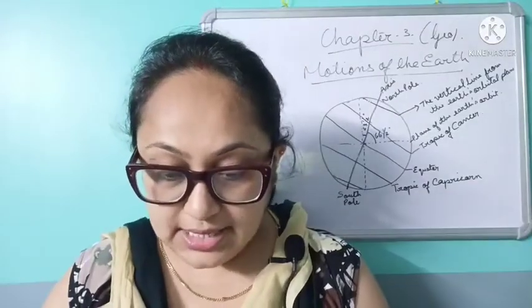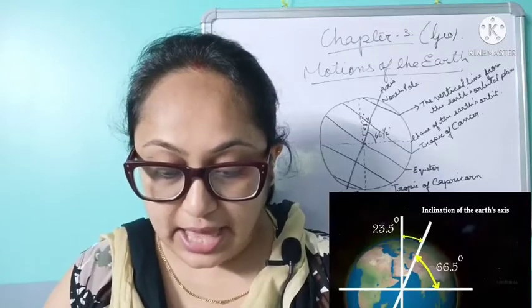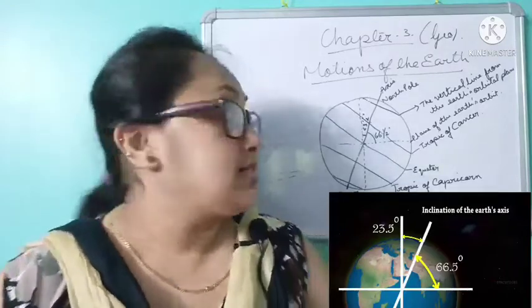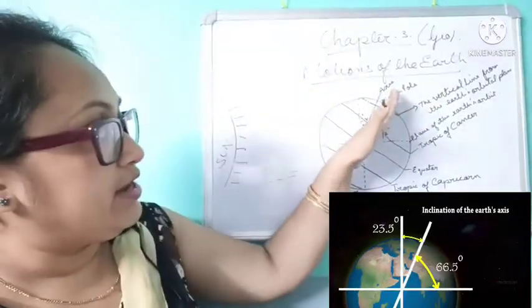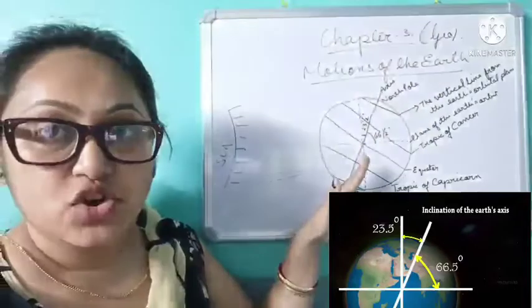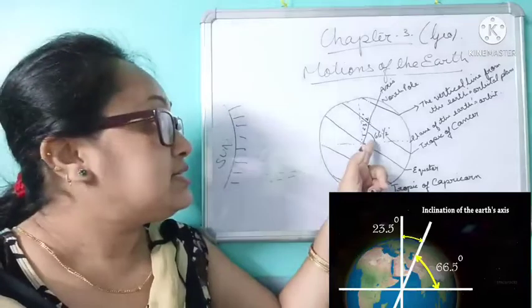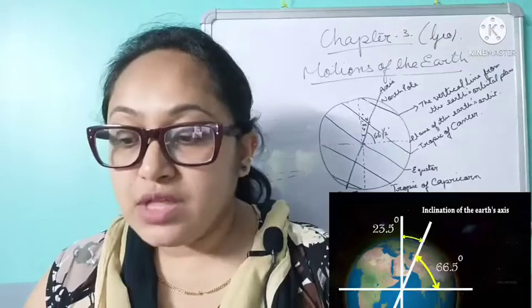The axis is not vertical. It is inclined at an angle of 66.5 degrees. So the axis is not vertical, is it not? Now this is inclined. This is the meaning of inclination. Slightly bent, it's called inclined, and it is inclined at what degree? 66.5 degrees, with the plane of the earth's orbit.